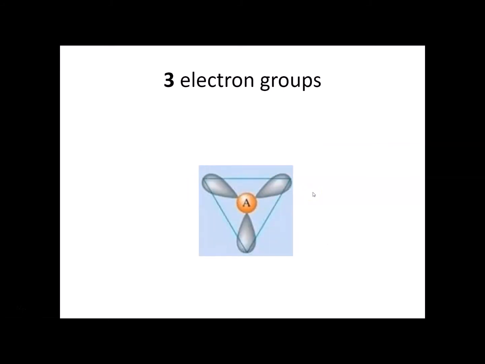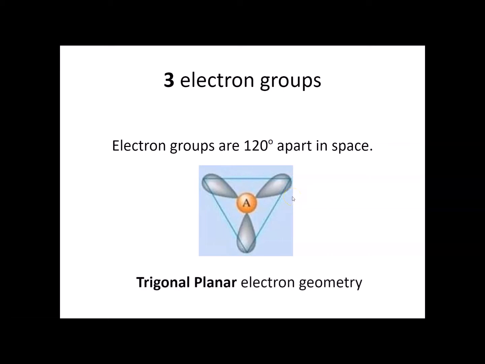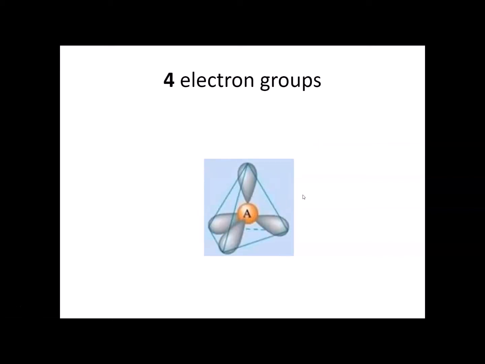Okay, what if we have 3 electron groups? This is like having 3 balloons that are trying to repel each other. Here you can get a triangular shaped separation with 120 degree bond angle separations. We call this trigonal, so triangular, and then planar because it's all in a plane, electron geometry. All right. For 2 and 3 electron groups, it's okay to think in just a plane.